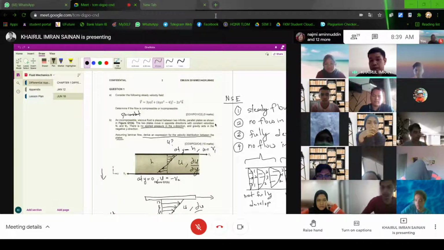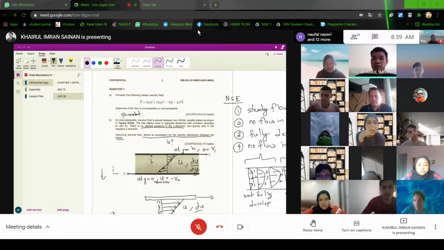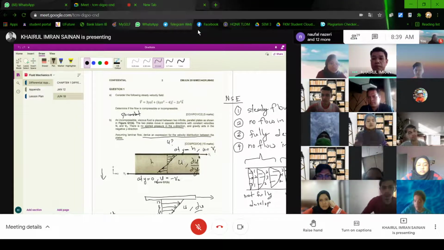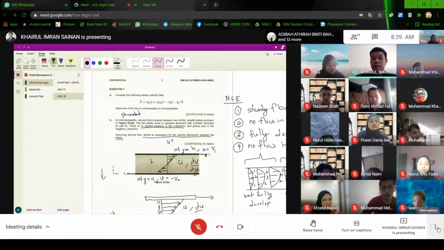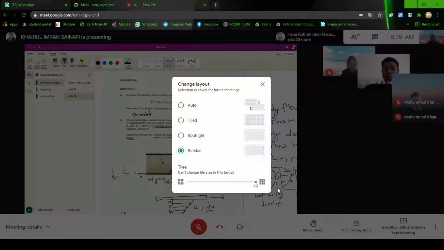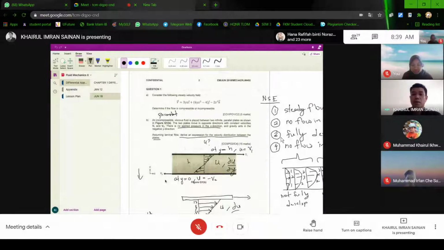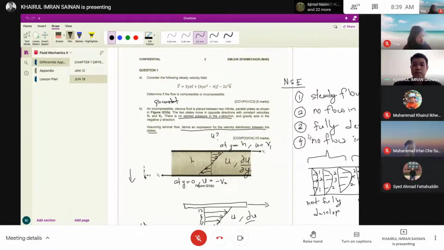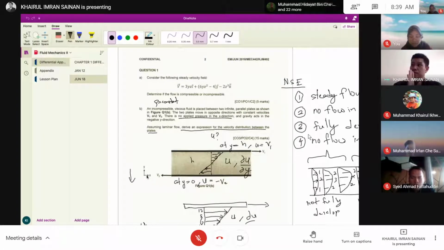So you have two plates, top and bottom. Okay, as you can see here, these are your plates, top and bottom. You have V1, positive V1, and you have V2, negative V2, right? Why does it become negative? Because of the axis, right? Since the x-axis is positive to the right, meaning V1 is positive. So that's why V2 becomes negative. Okay.